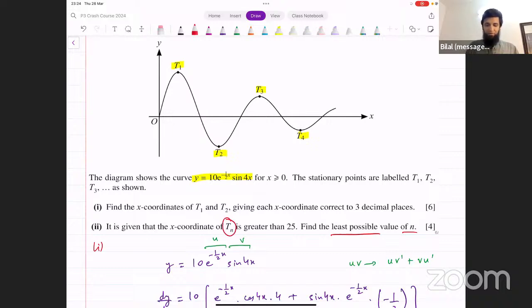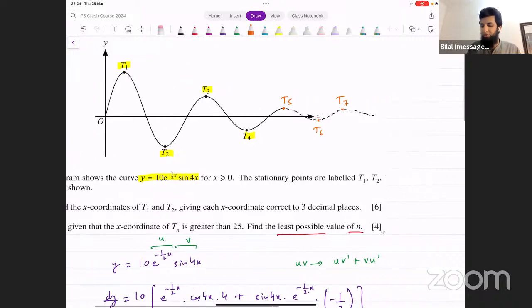Now, what's Tn? You see, the turning points, the stationary points are marked like this: T1, T2, T3, T4. It's going to continue like this, right? So we are only shown part of this graph. The graph continues like this. Now the next turning point is going to be T5, and the next one after that is going to be T6, and then T7, and so on. It continues like this. At some point, they're saying there is Tn. And that Tn, the x coordinate of that Tn, that is supposed to be greater than 25. What's the least possible value of n? That's what we want to find out.